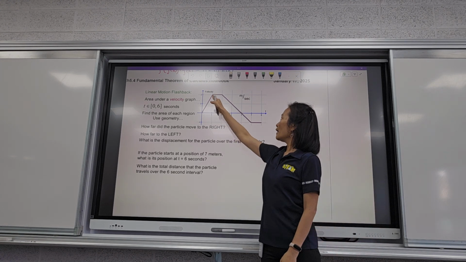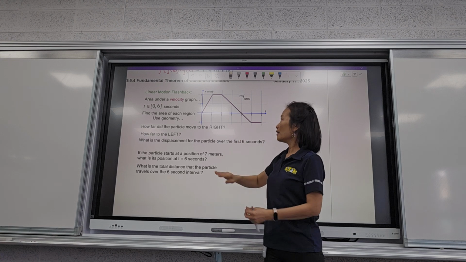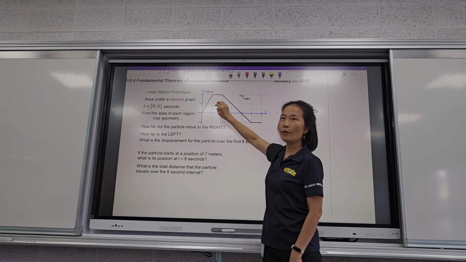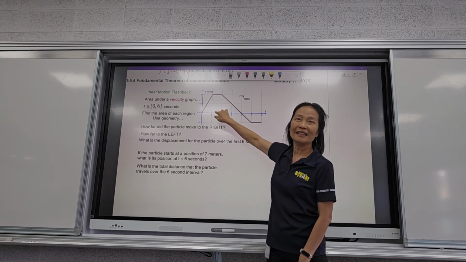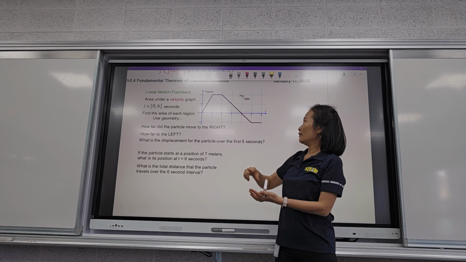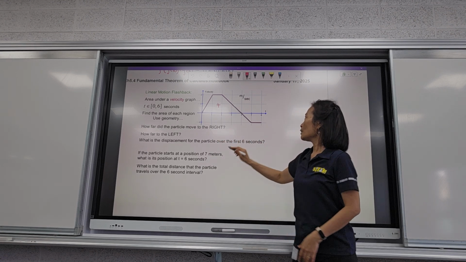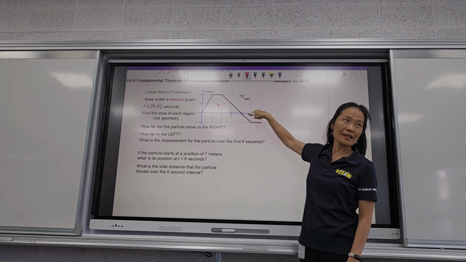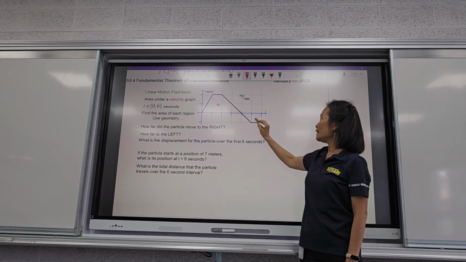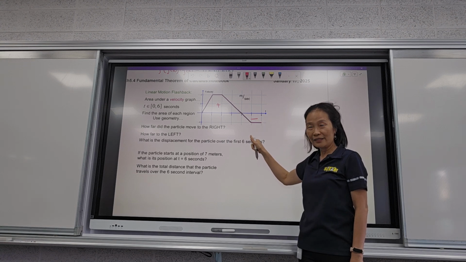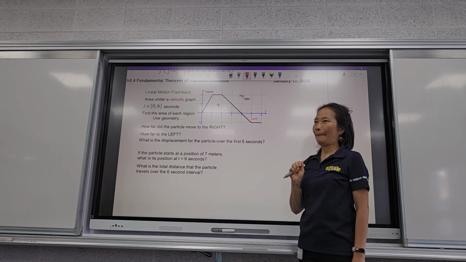Therefore, the area integrated when the graph is positive is how many meters moving to the right, the positive direction. When you integrate the graph below the x-axis, that's how many meters moving in the opposite direction. So you need to know this.